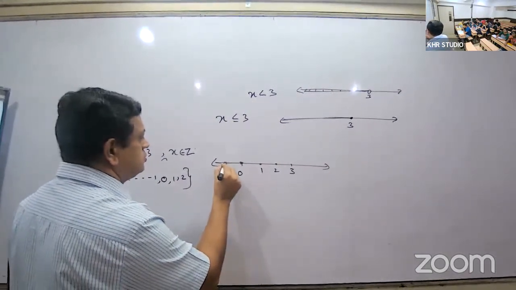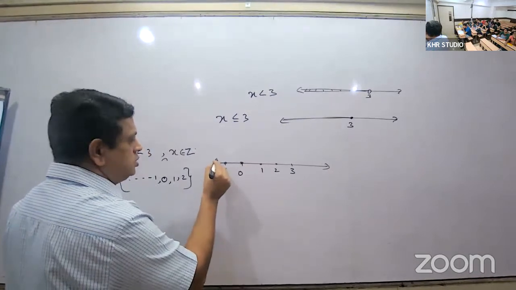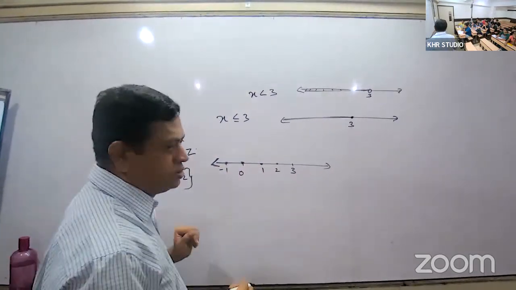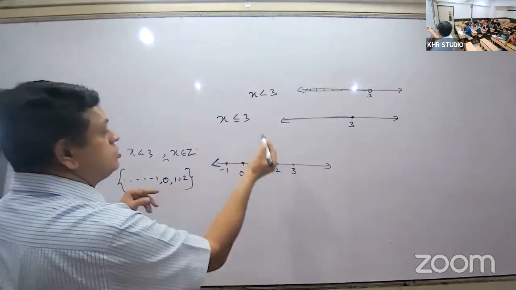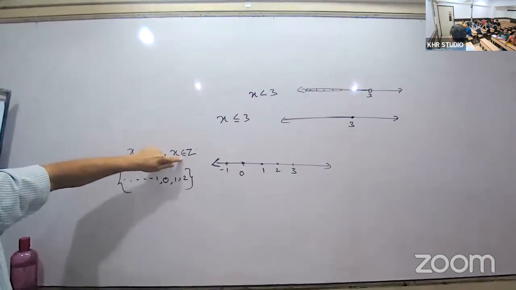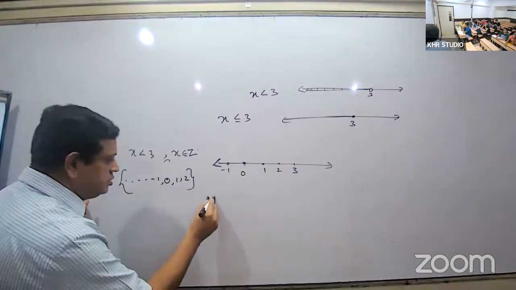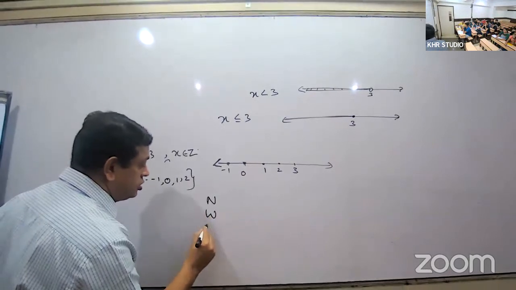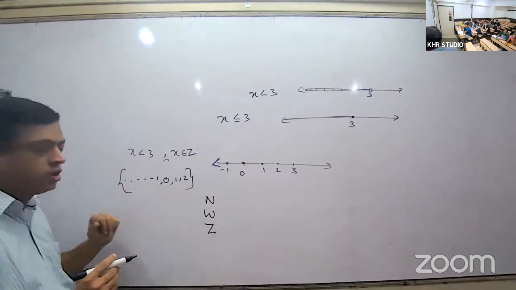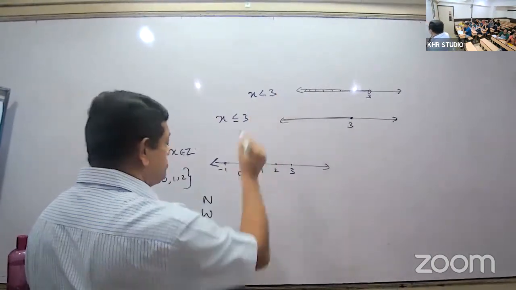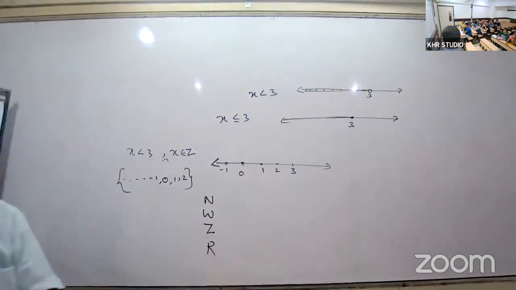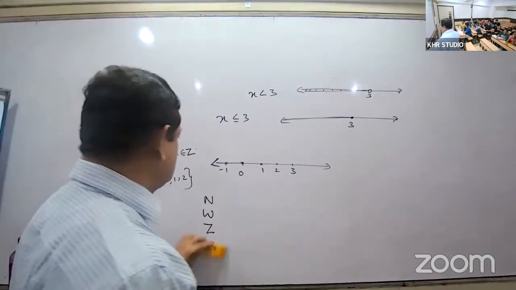So here, till the end, don't leave anything. You can put a dark arrow over here. Don't shade anything over here. If it is less than or equal to, then 3 is also included. For N, W or Z, your solution set is this one, a list. Whereas if nothing is mentioned or it is R, it is an interval and is written in set builder form. Done? Yes. Okay.